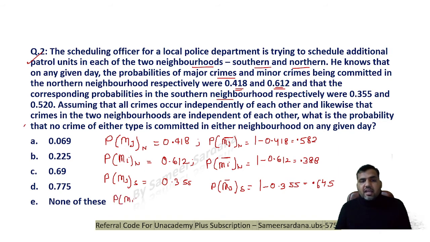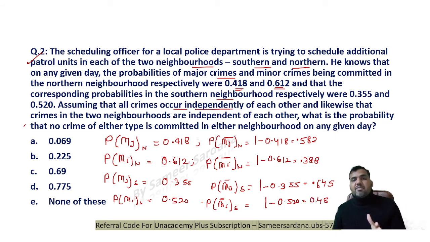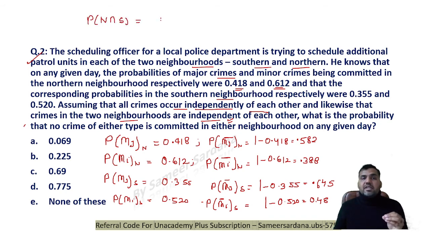The probability of minor crime happening in the southern region is given as 0.520. The probability of minor crime not happening in the southern region would be 1 minus 0.520, which is equal to 0.48. Now what I'm supposed to find, assuming that all crimes occur independently of each other. So it's a complete direct case of independent events. And likewise the crimes in the 2 neighborhoods are also independent of each other. That means crimes happening in the northern region and southern region are completely independent.